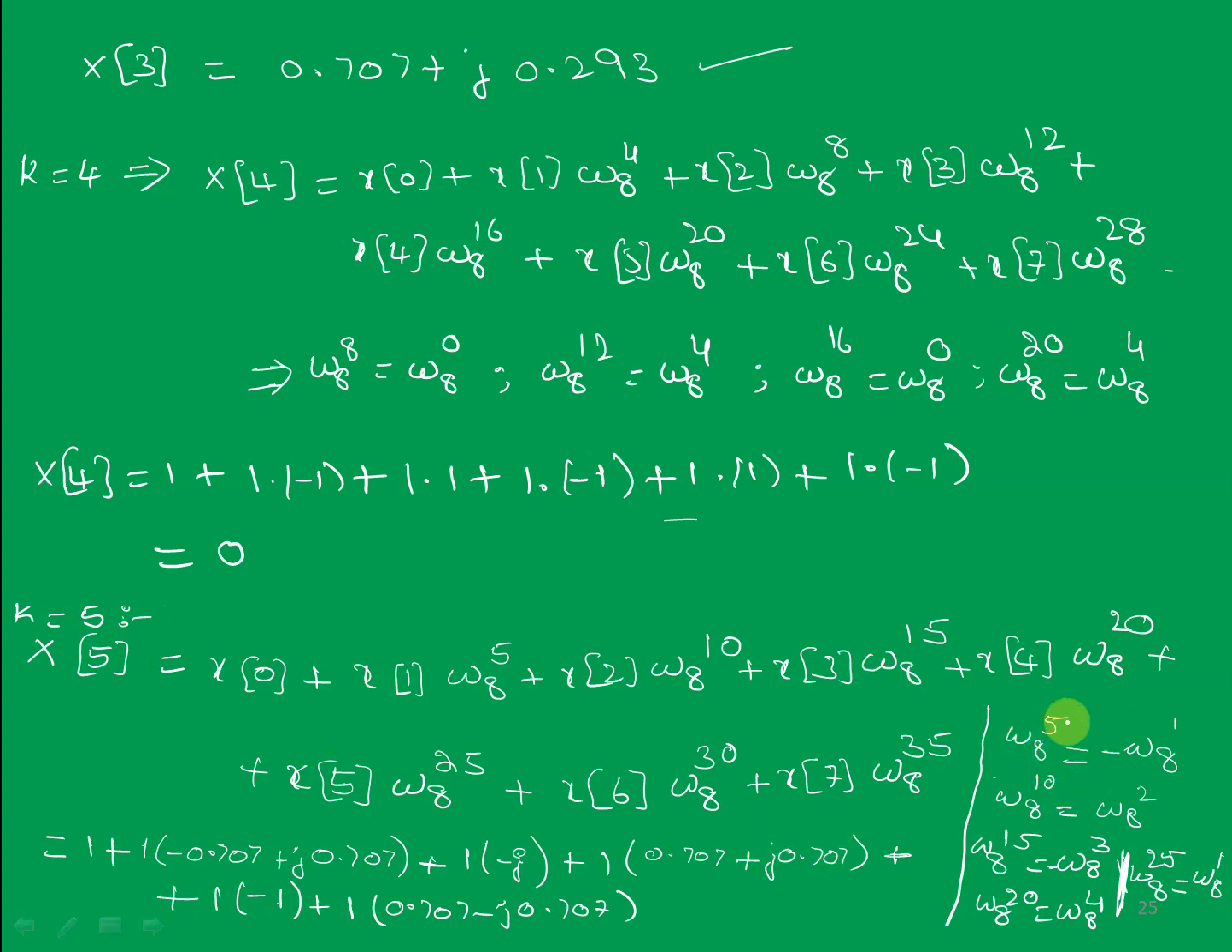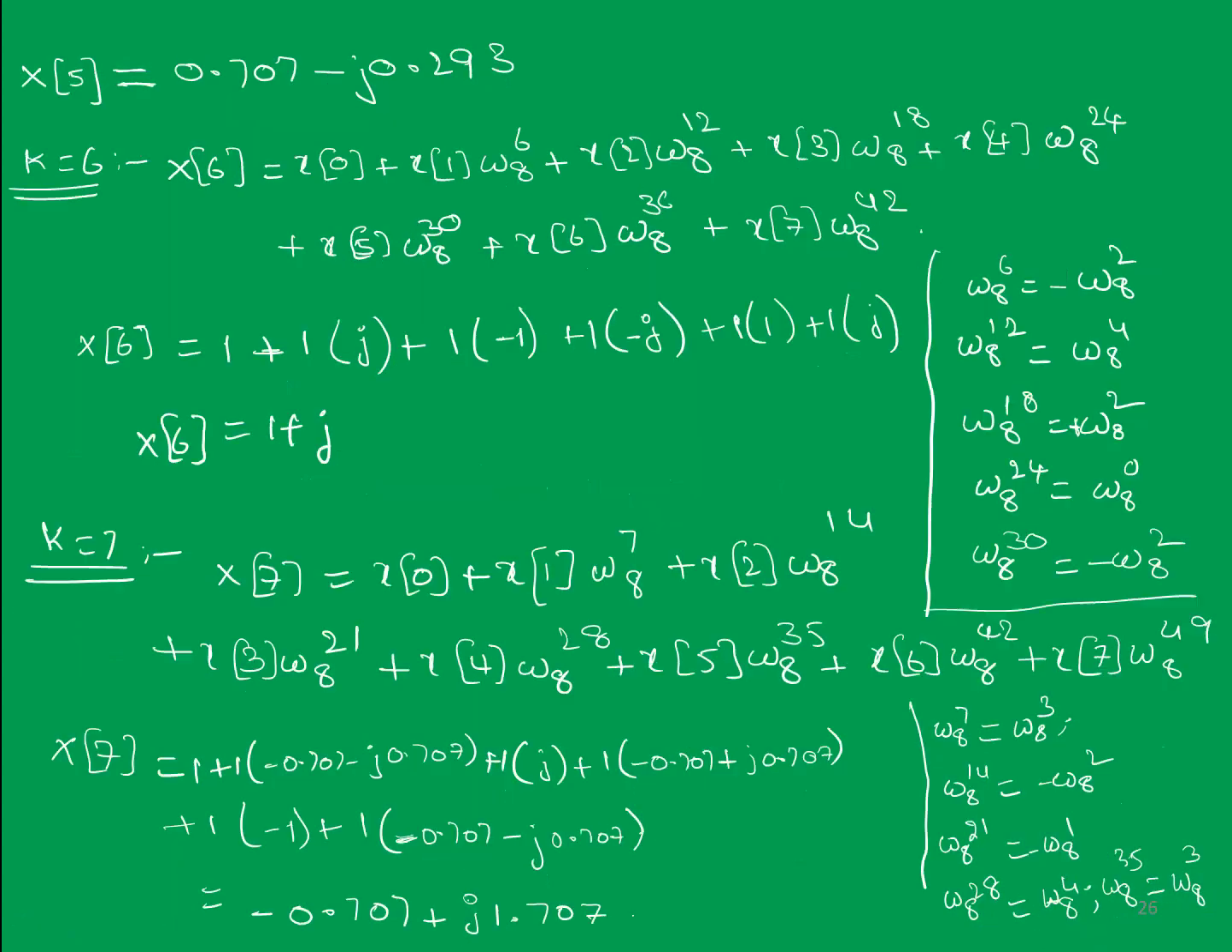So W8 power 5 means W8 power 1 plus 4, which is minus W8 power 1. Now by the periodicity property, W8 power 15 was already done in the previous case, that is minus W8 power 3. W8 power 25 means W8 power 1 plus 3 into 8, that means 24, so W8 power 1. Here 16 plus 4, so W8 power 4. Substitute all the values here and then you can get the answer like this.